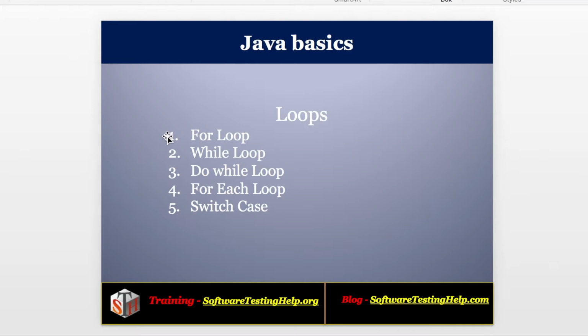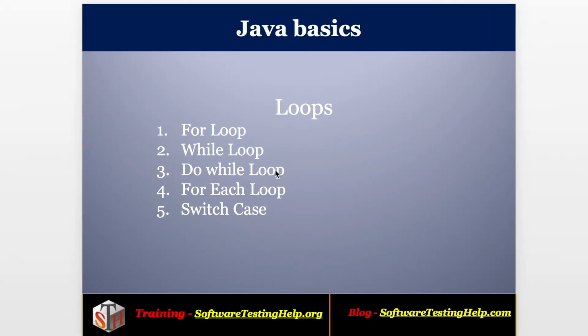Now we will see about the loops. Loops are mainly used to execute the same set of instructions many times. For example, if you want to print Java 5 times, you can use loops. In Java, we have for loop, while loop, do while loop, for each loop, and also the switch case. First we will see the for loop, and we will see all the loops with examples.